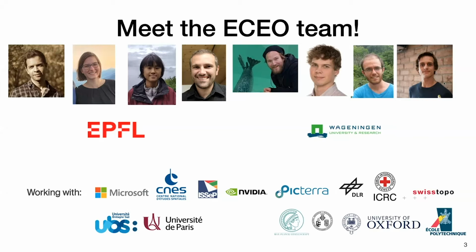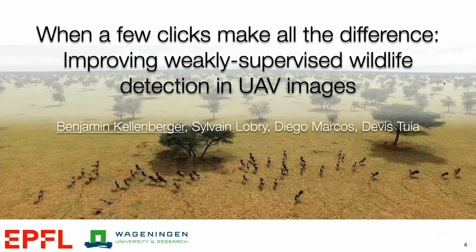Without further ado, let me jump into the topic of today, which, as Michael said, is when a few clicks make all the difference in weakly supervised wildlife detection in unmanned aerial vehicle or drone images. This is research I've recently conducted as part of my PhD on detecting wildlife using remote sensing. The main question you might ask at this point is, why would you even want to do that? What's the point of trying to use a drone and detecting wildlife in the images they create?